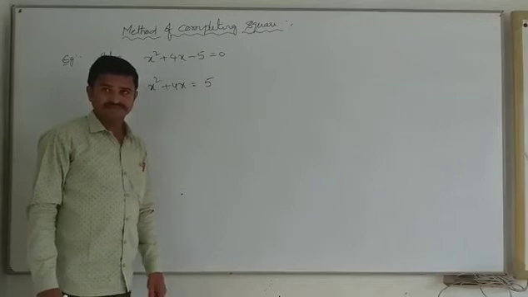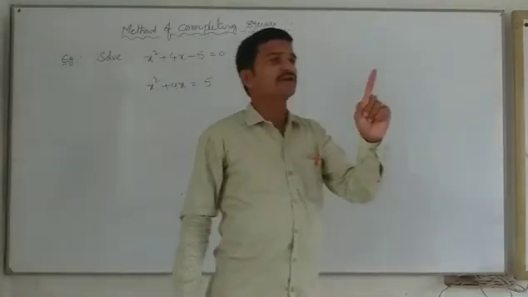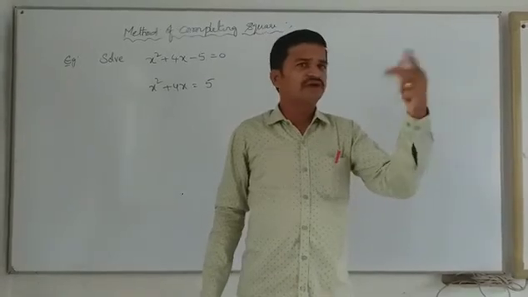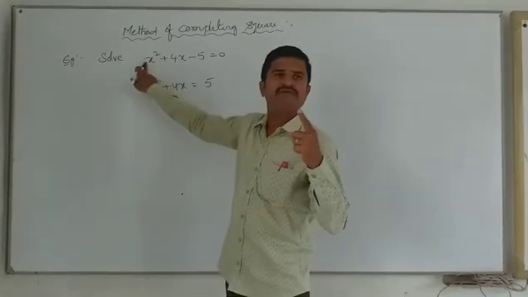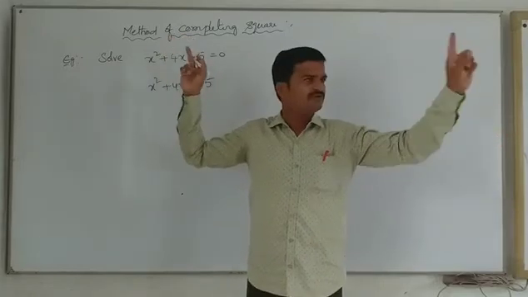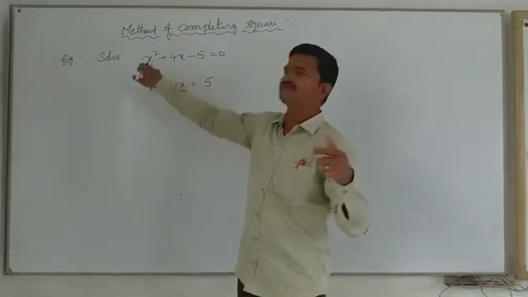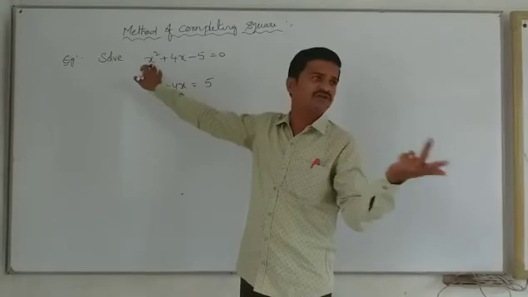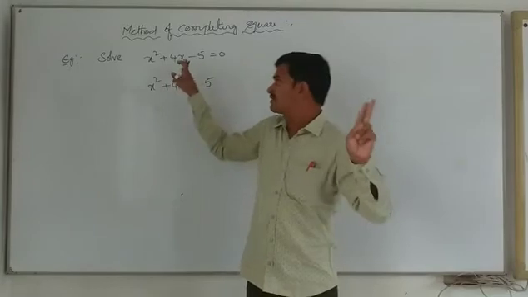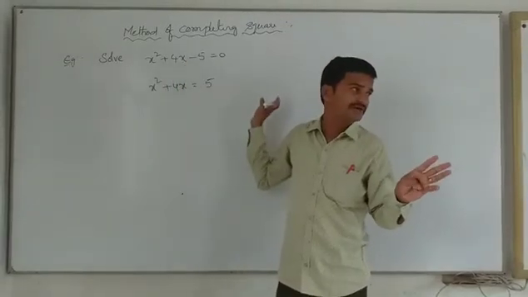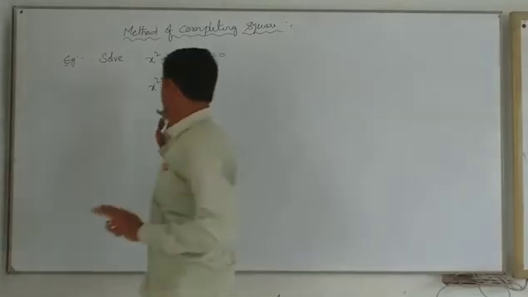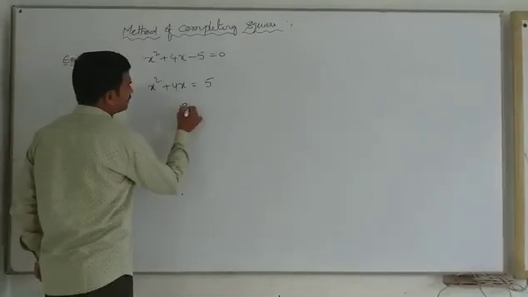First step is make the coefficient of x square as 1. If 1 is not there, say 2 is there, we can divide the entire equation by 2. Then 2 by 2 will become 1. But in this question, fortunately it is 1 only, so no problem. Second step is send the constant term to the right side, whatever it is. Are you clear?